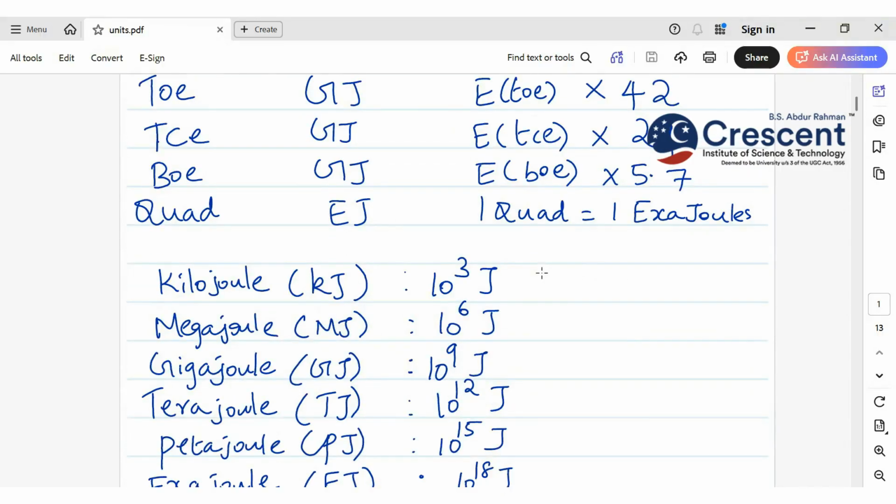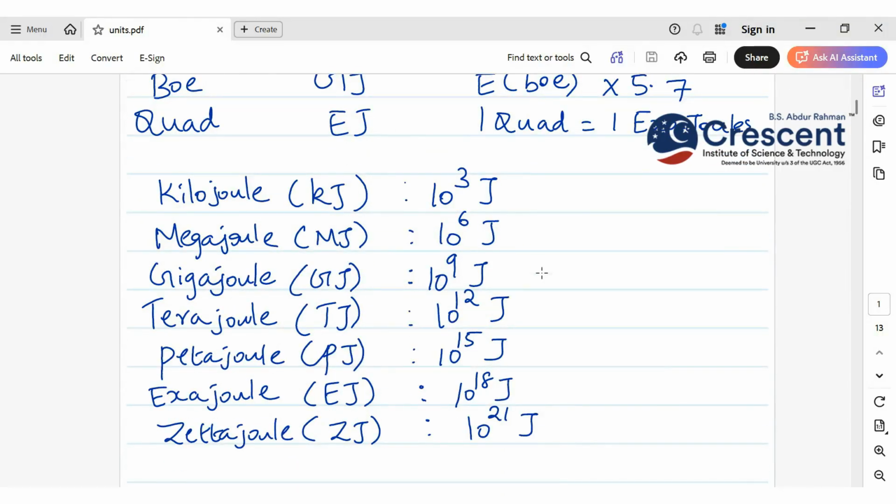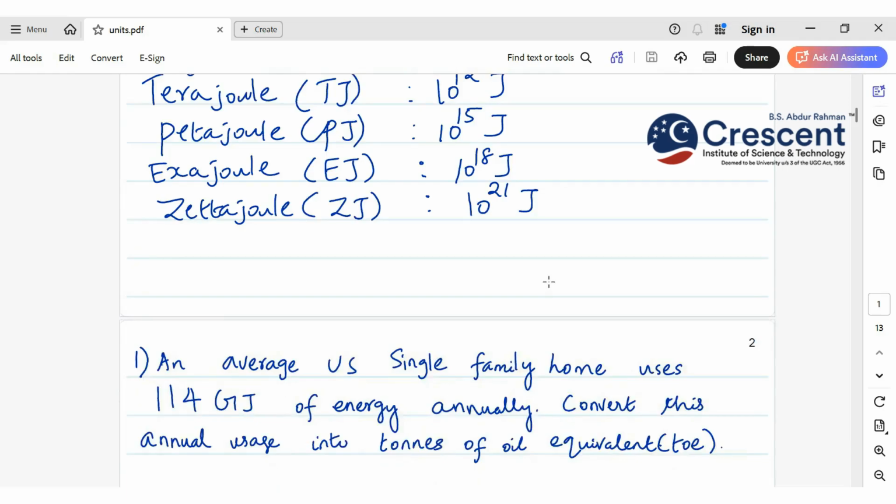Okay. So now we all know what is meant by kilojoules. Kilojoules is 10 power 3 joules. Megajoules is 10 power 6 joules. Giga is 10 power 9. Tera is 10 power 12. Peta is 10 power 15. Exa is 10 power 18. And zeta is 10 power 21 joules.